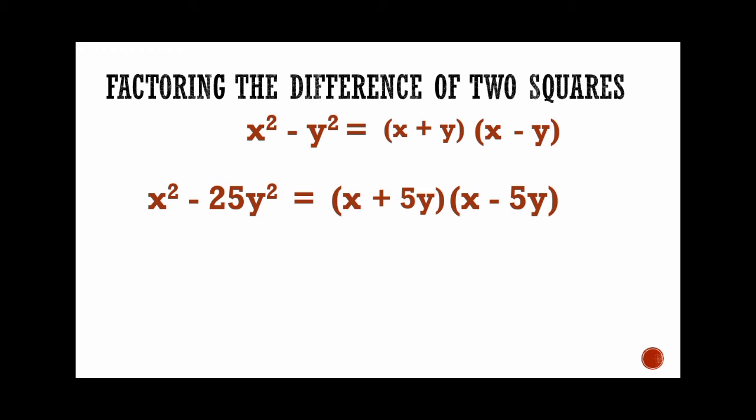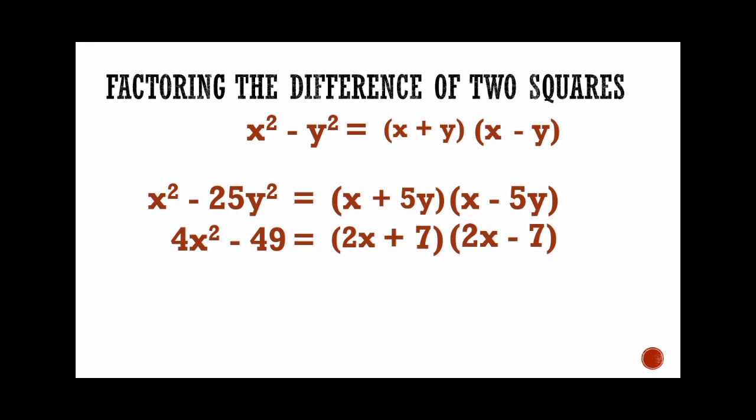Next example is 4x squared minus 49. So, the square root of 4x squared is 2x, then 49 is 7. So, 2x plus 7 and 2x minus 7 are the factors of 4x squared minus 49. Next example is x squared minus 36. So, x squared is x and 36 is 6. So, we have now x plus 6 and x minus 6.